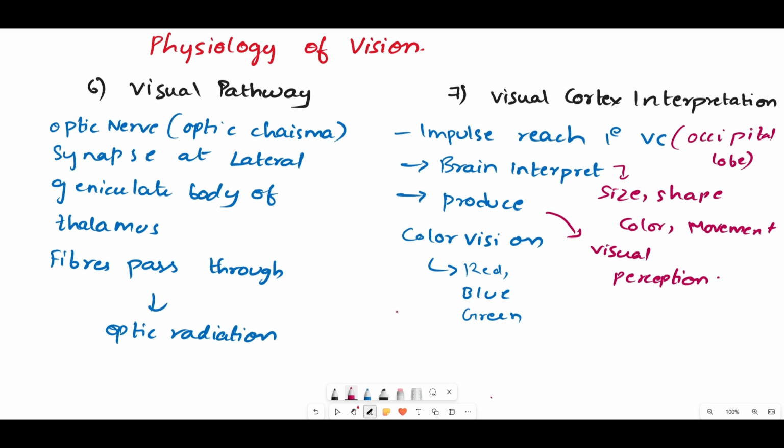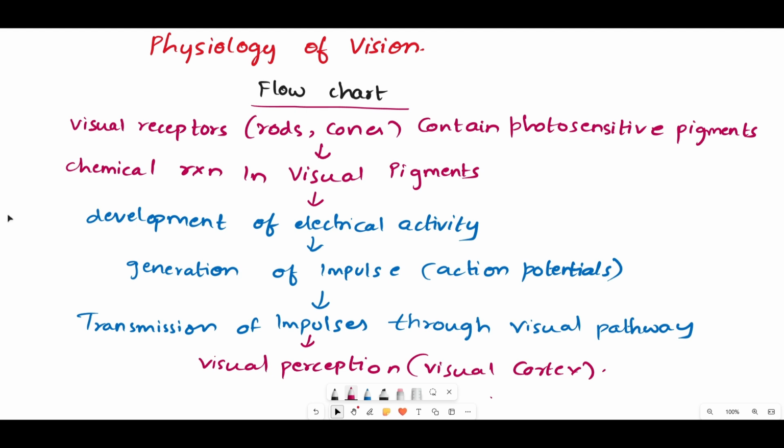Now we will try to see the complete physiology with the help of a simple flowchart. With the help of this simple flowchart, you can know the physiology of vision. Initially the visual receptors, rods and cones, contain photosensitive pigments. These visual pigments undergo a chemical reaction. Then there will be development of electrical activity, generation of impulses, which are also called action potentials. These action potentials transfer the impulses through the visual pathway. Then finally visual perception is achieved by the visual cortex.